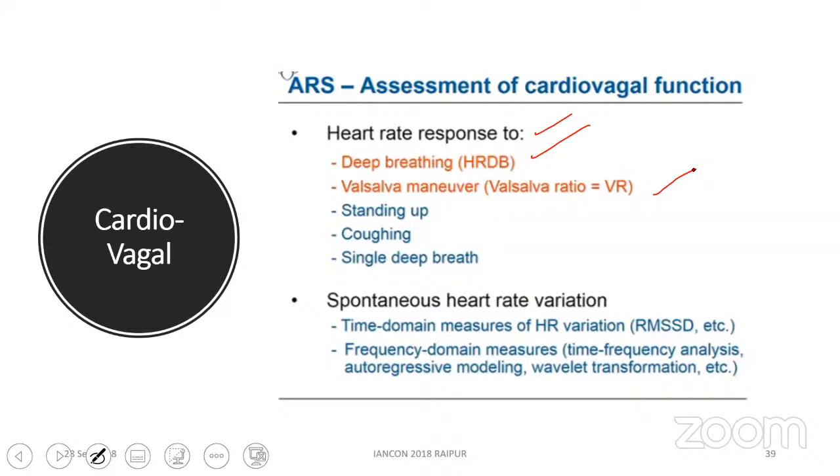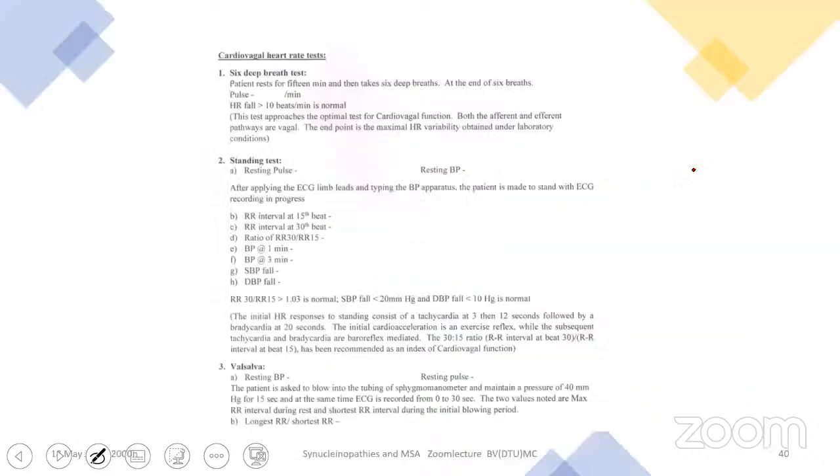Frequency domain measure is very short. It is a wavelet transformation of 5 minutes. You can see that. So what I'm showing you here is a cardiovagal heart rate test. And you remember all the 3 tests: 6 breath, deep breath test, standing test, and Valsalva, which we'll discuss, and which I'll show you again.